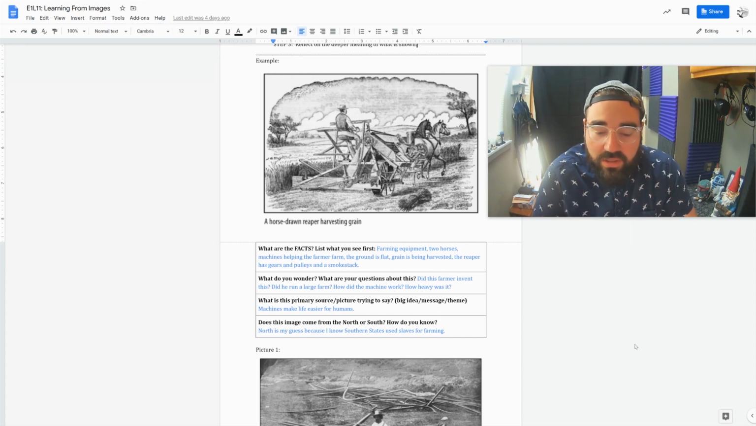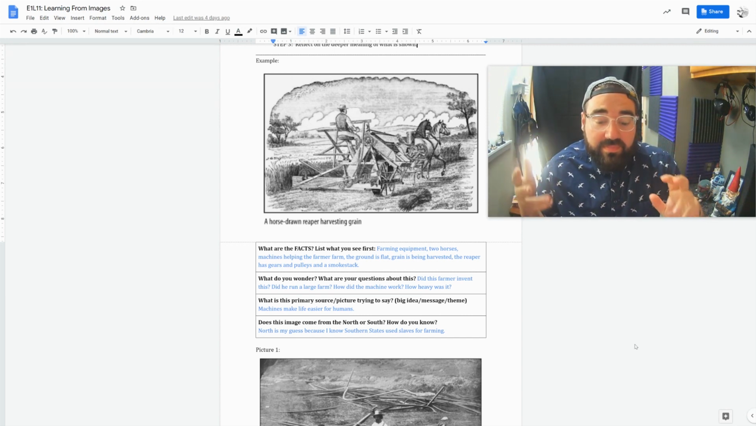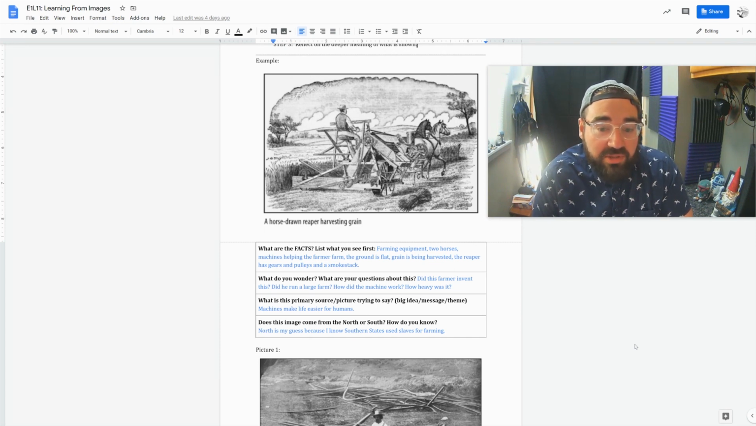So then questions. What do you wonder, and what are your questions about the picture? So, did this farmer invent this? Did he run a large farm? How'd the machinery work? How heavy was it? And then knowing that the image comes from either north or south, so I'm curious whether we know which one this was and where they were more likely. Because in the previous section, lesson 10, we saw that people in the north had more equipment and therefore needed less people working the fields.